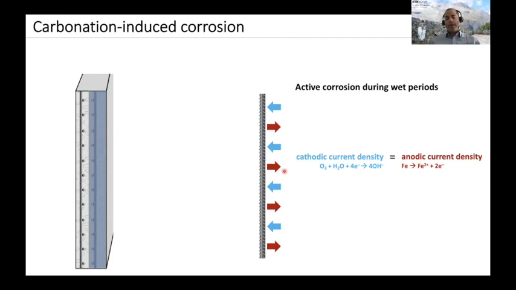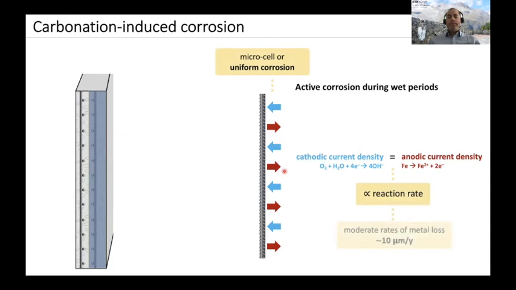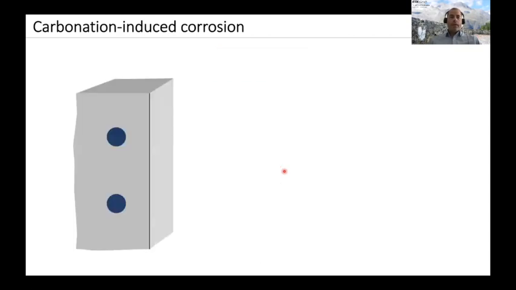And both these reactions occur at the same rate, and that rate is then the so-called microcell or uniform corrosion rate. And typically, we have moderate rates of metal loss in carbonation-induced corrosion. I will get back to this, and in particular to the role of moisture, later on during this presentation.